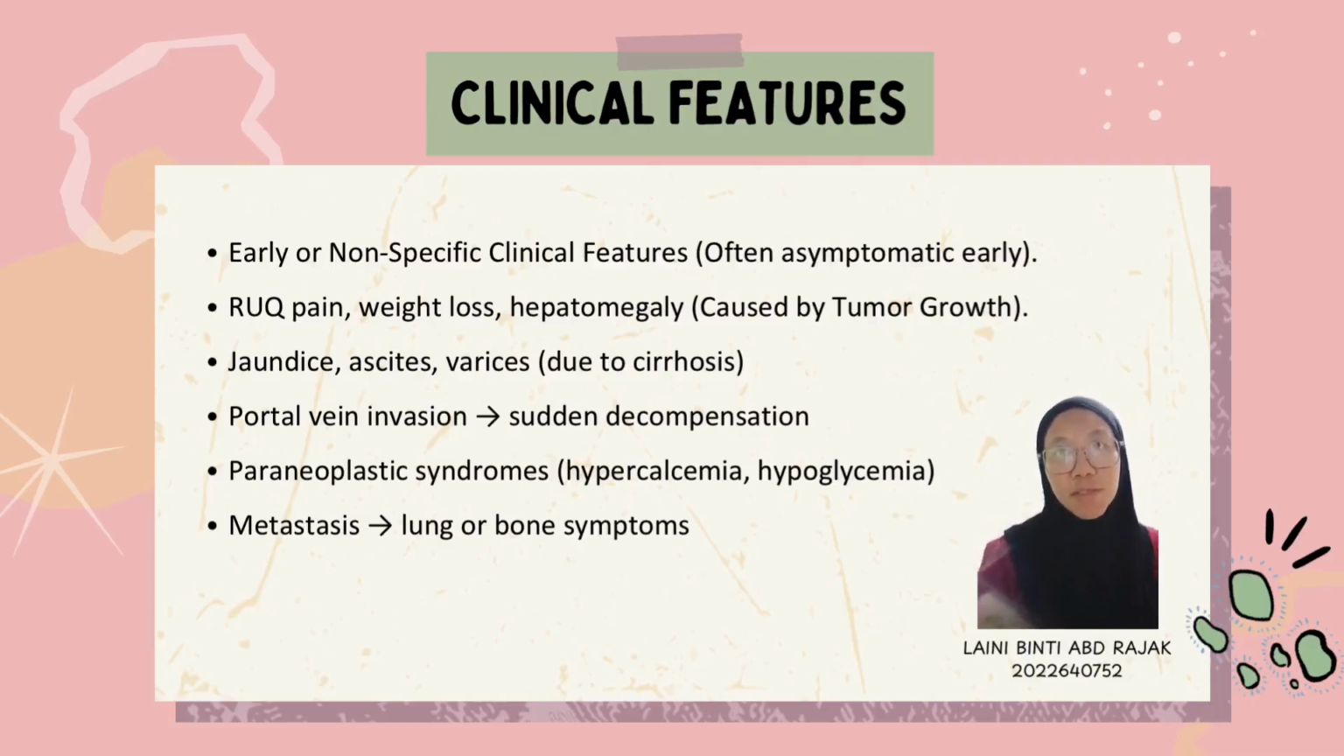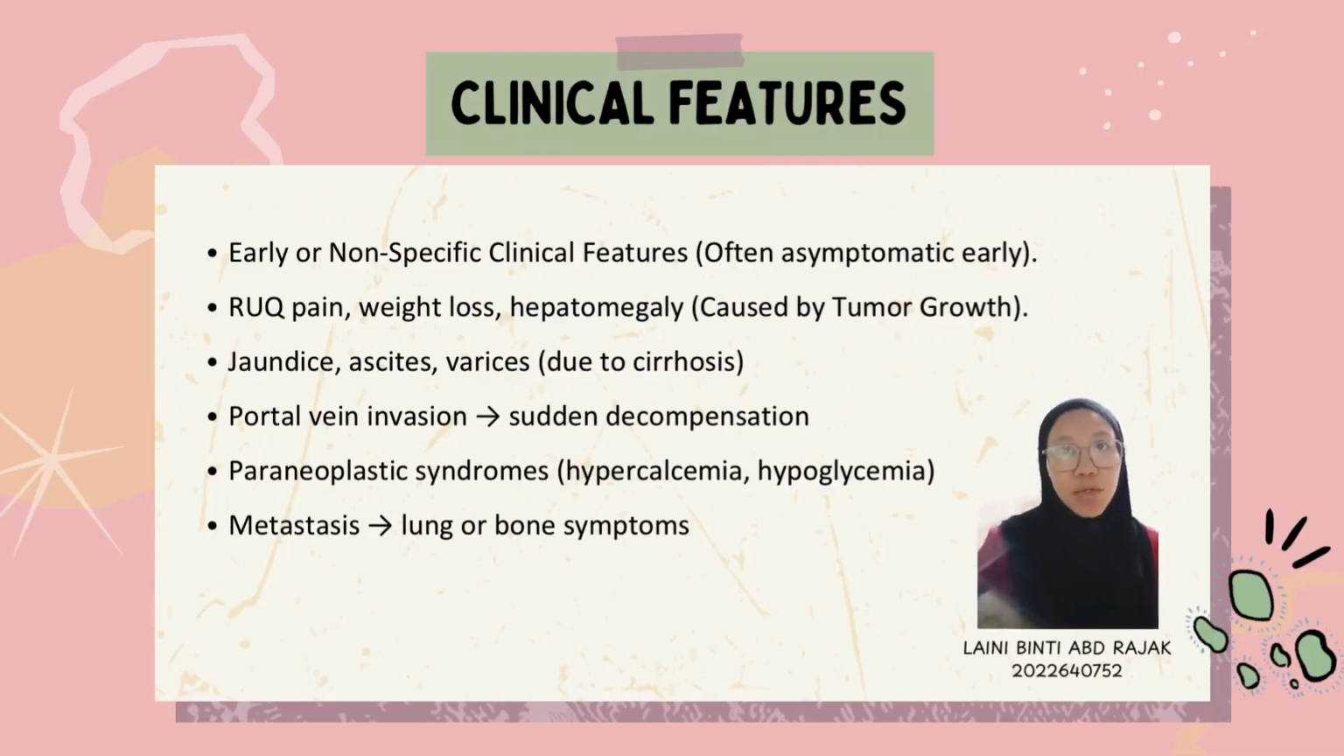If the patient has cirrhosis, we often see jaundice, ascites, and variceal hemorrhage. Portal vein invasion can lead to rapid deterioration. Some patients develop paraneoplastic syndromes like hypercalcemia or hypoglycemia. When metastasis occurs, symptoms may appear in the lung or bones. These clinical features help correlate with imaging findings during diagnosis.